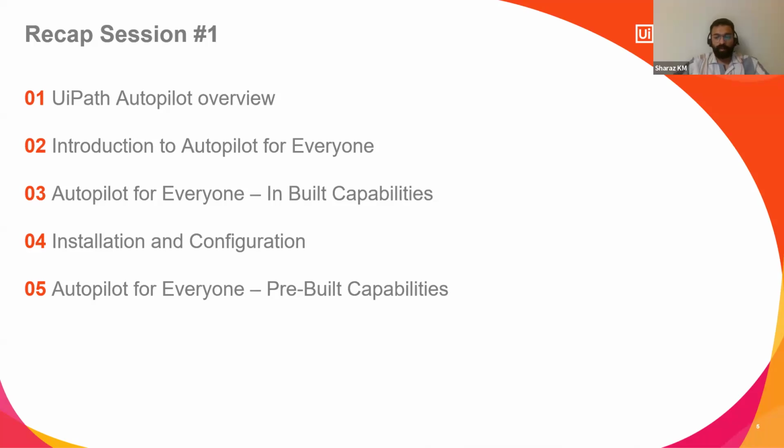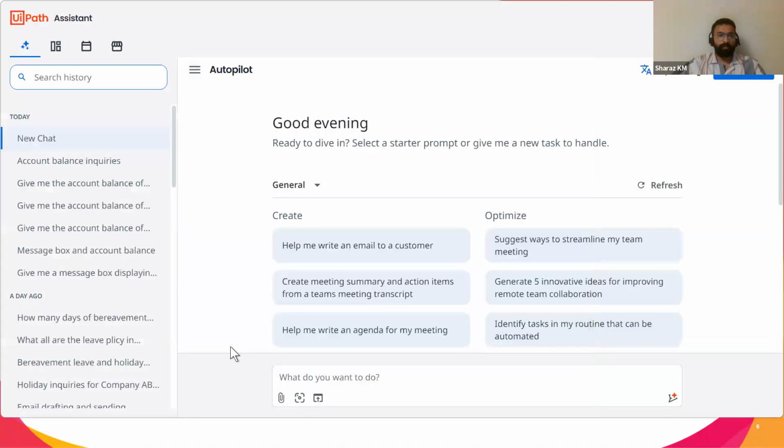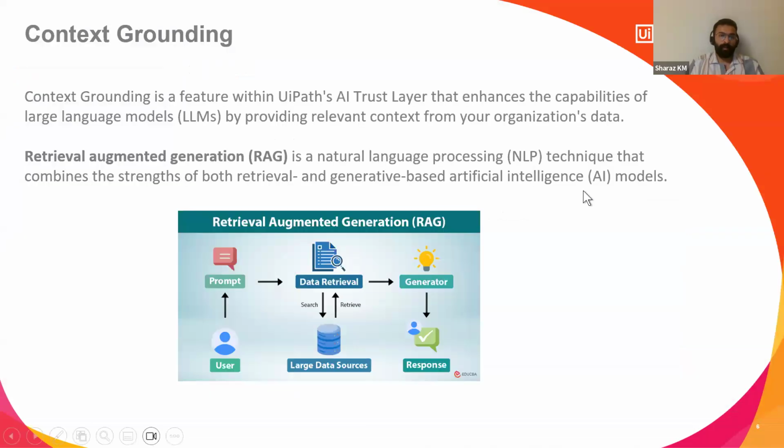Okay, so now we will start session two. How to install Autopilot for everyone was covered in session one. If you have missed it, it is available on YouTube and also on the UiPath site. You can always go back to it. But for session two, let's assume that you have already installed Autopilot for everyone, and now we will talk about context grounding.